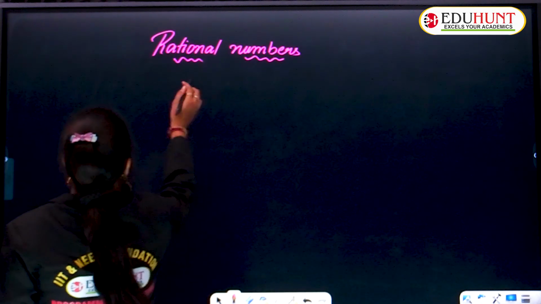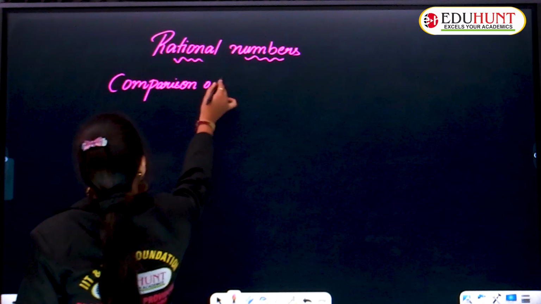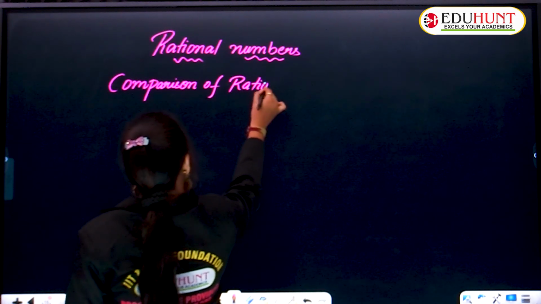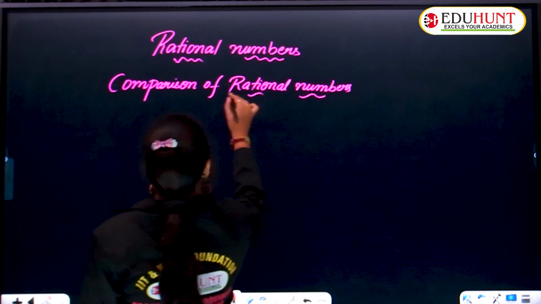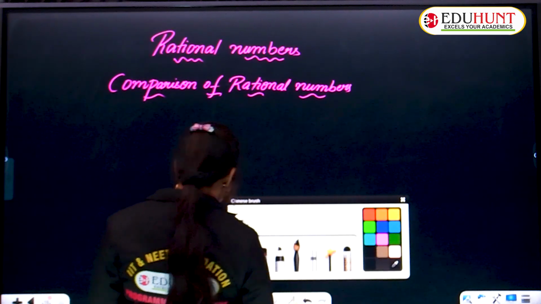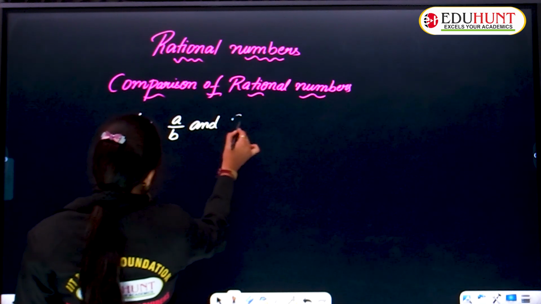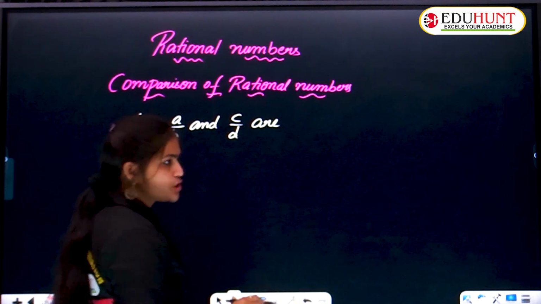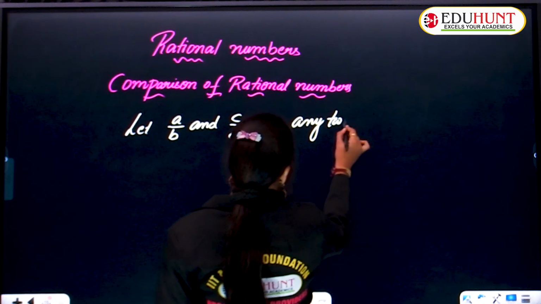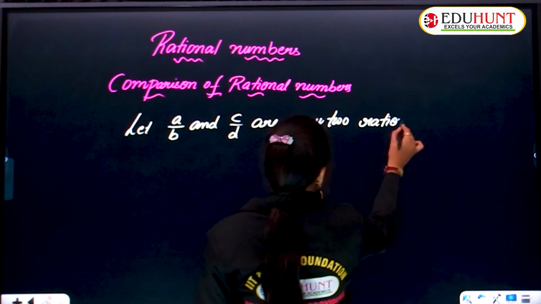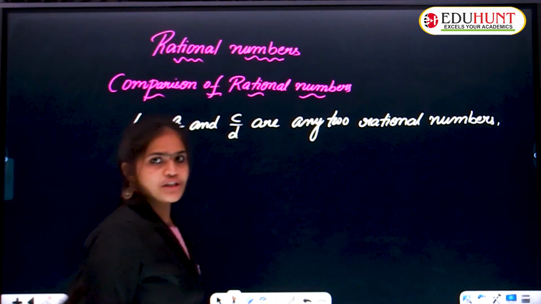Now here see the comparison of rational numbers. Here we have a condition. What is that condition? Let A by B and C by D be any two rational numbers.